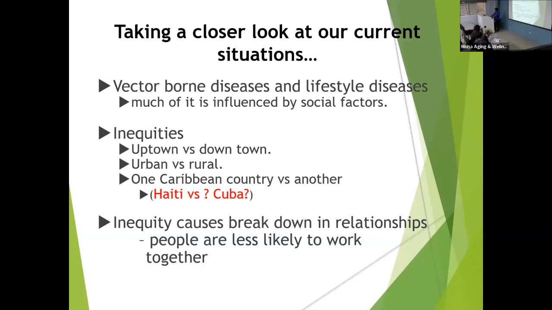So when we take a closer look at our current situations, we recognize that vector-borne diseases and lifestyle diseases, much of it is influenced by social factors. And with the advent of what just happened, we have now to be gearing up for a possible dengue outbreak. We also have to be thinking about typhoid and leptospirosis, because typhoid is endemic in some of the parishes. Every year we have a few cases. So we have to be thinking about those in the kind of situation that persons are now in.